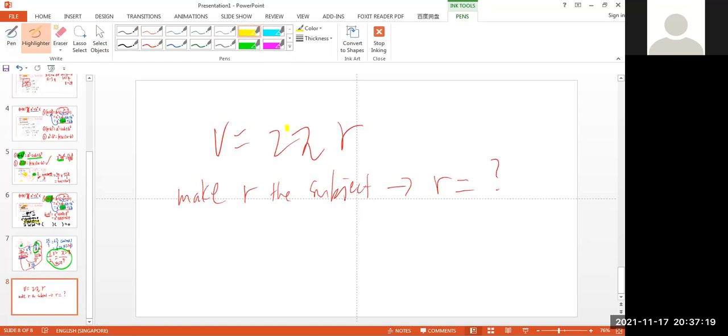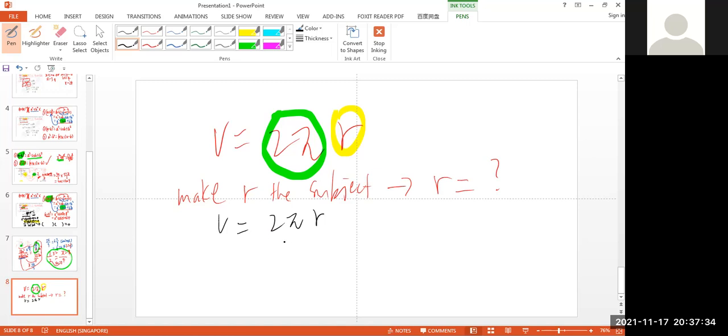You just ask yourself, r is here, so you need to get rid of the 2 and the pi. If you can get rid of the 2 and the pi, then you have r. You get rid of the 2 first by dividing by 2. If you divide by 2 on the right, you also need to divide by 2 on the left. To get rid of the pi, you divide by pi, and again do the same on the left.